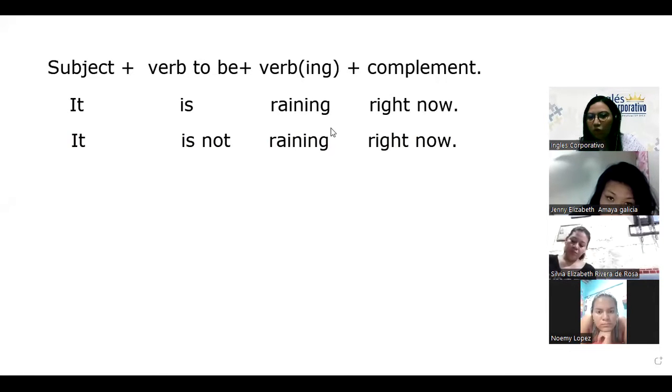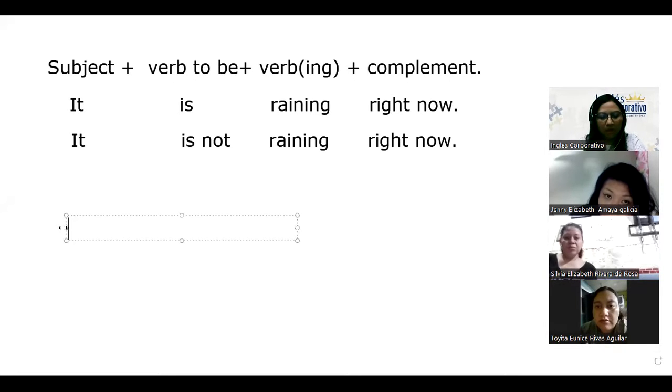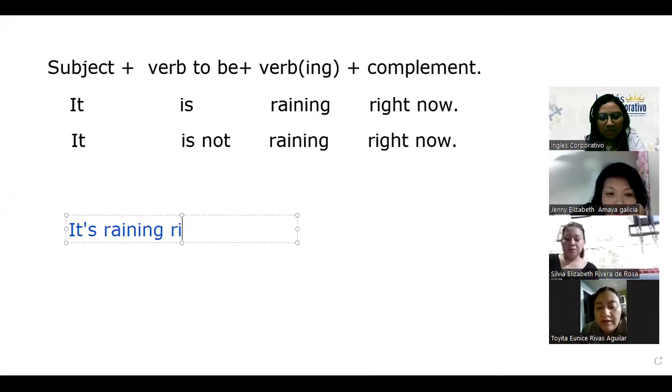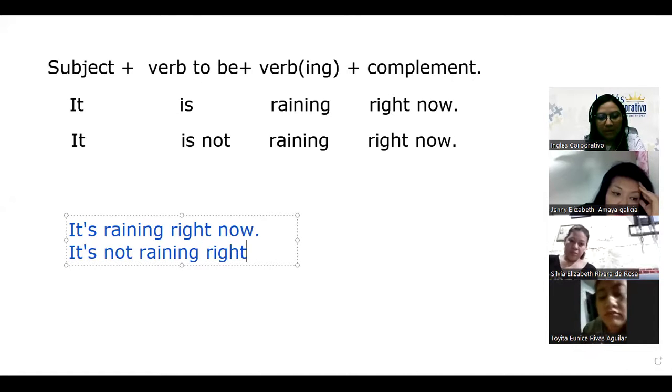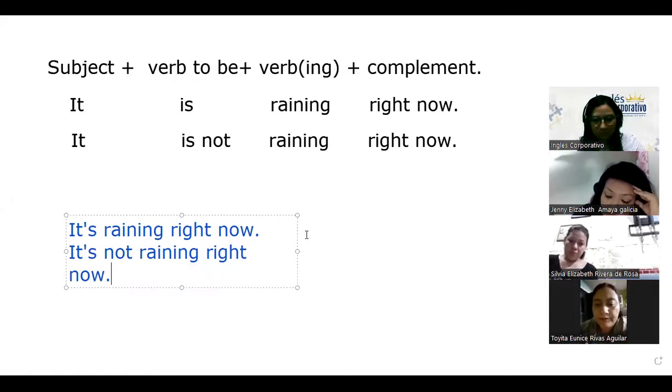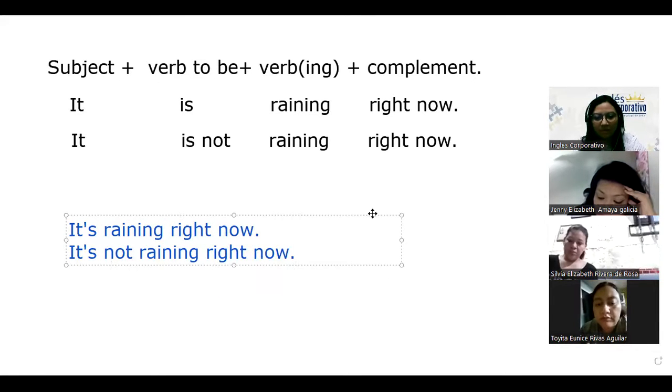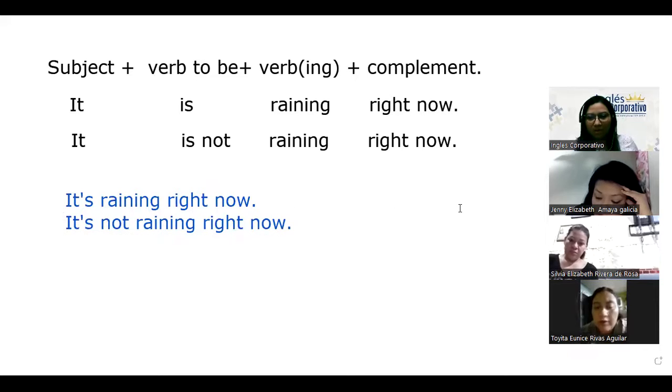What if I want to make the short form? ¿Qué si las quiero escribir en forma corta, clase? Misma idea, forma corta. It's not raining. Affirmative first: it's raining right now. Bien. Now, short form, negative: it's not raining right now. Affirmative, negative. Very good job.